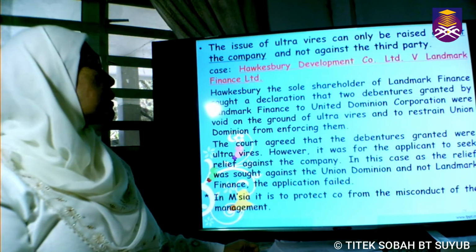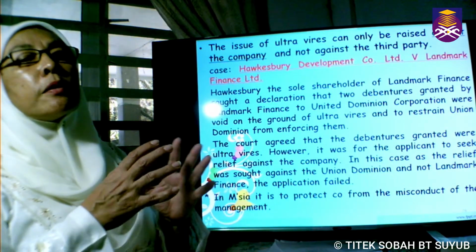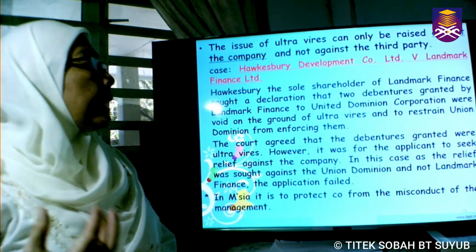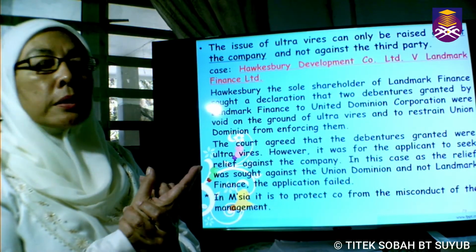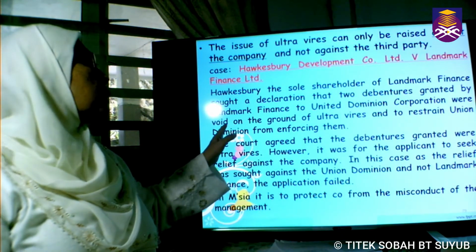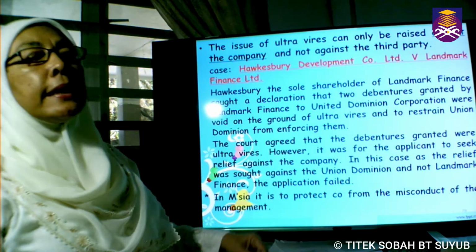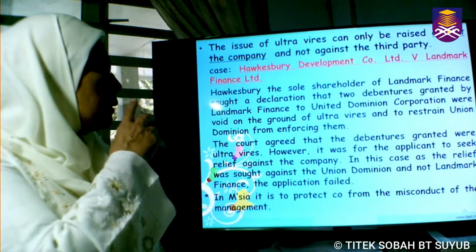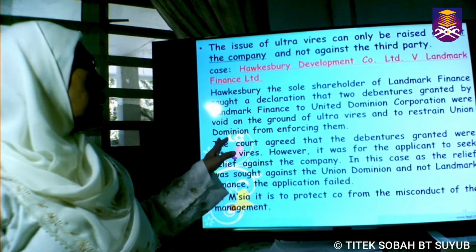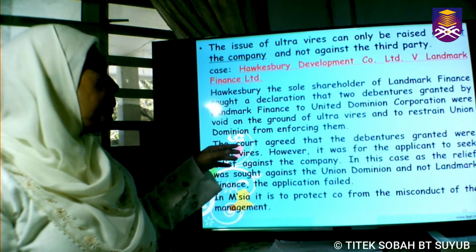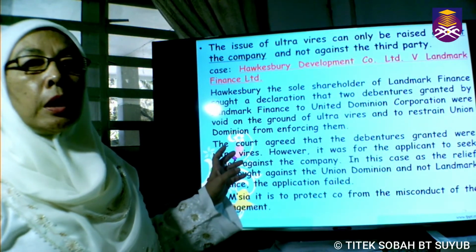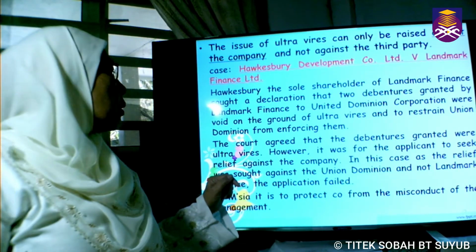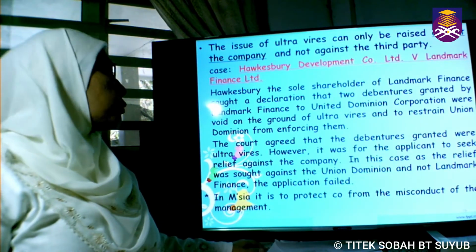So, what happened in this case? This Ashbury, he is the sole shareholder of Landmark Finance. And now, he sought the declaration that the two debentures which Landmark Finance granted to United Dominion are ultra vires. Okay? Because now United Dominion is trying to enforce the debenture. United Dominion sekarang menuntut hak mereka di bawah debenture. Right? So, the court agreed that the debentures were ultra vires.